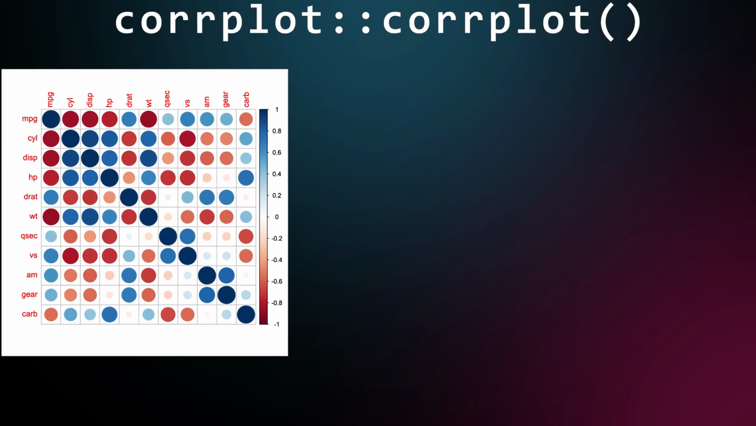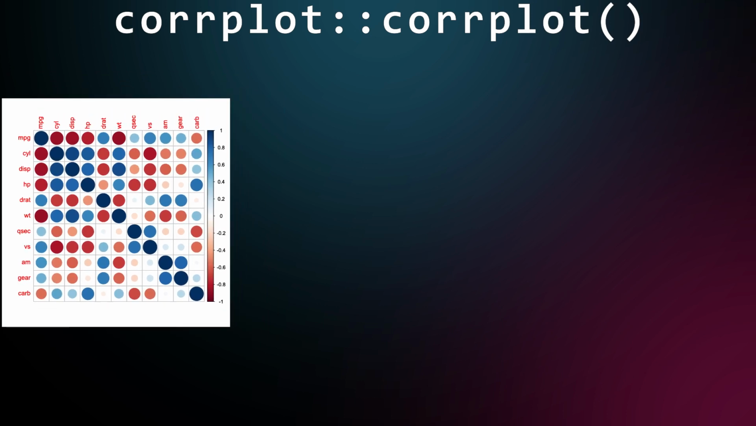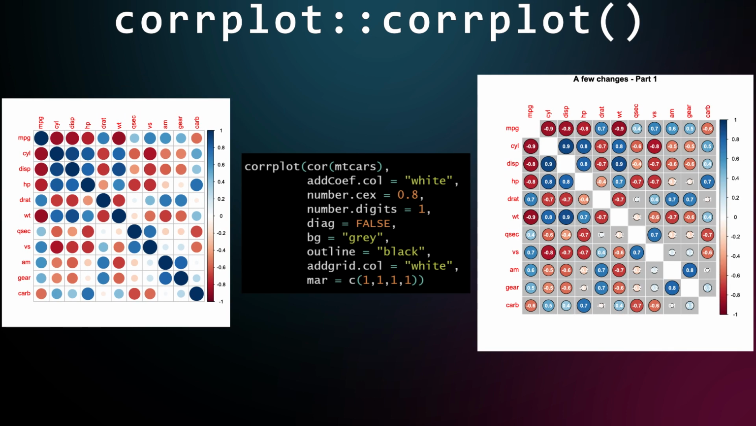Let me cover a few more function arguments quickly to show you how you can get from the default chart on the left to the one on the right. Here I added the coefficient color in white. For number.cex, I chose 0.8 to decrease the size of the number text, and with number.digits equals 1, you specify how many decimal numbers you want to plot. With diag equals false, you can get rid of the diagonal, which is always +1. I also changed the background to gray and the outline of the circle to black, otherwise it will take the color of the filling.